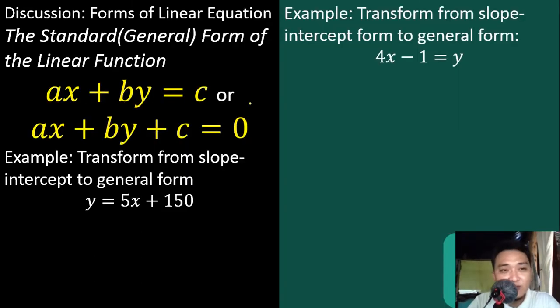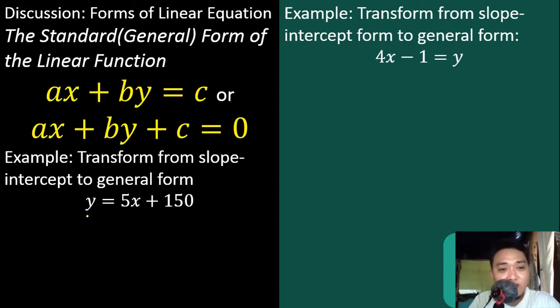Now, ano naman yung tinatawag nating standard form or general form of linear equation? Okay, so the standard or general form of linear equations or linear functions is denoted by ax plus by is equals to c, or in other books that is also the same as ax plus by plus c is equivalent to 0. Again, yung letter c here, yun po yung constant natin. Yung a at saka yung b, those are real numbers.